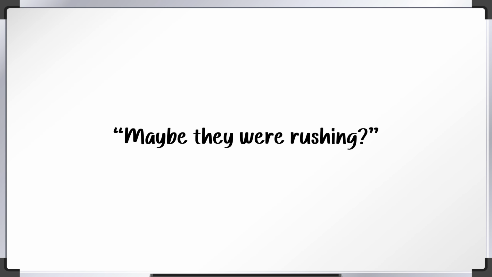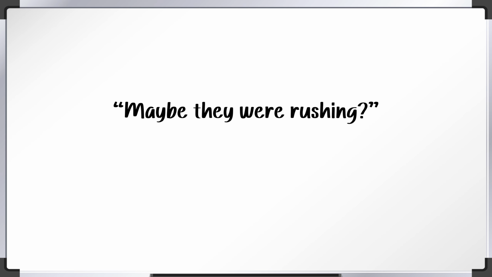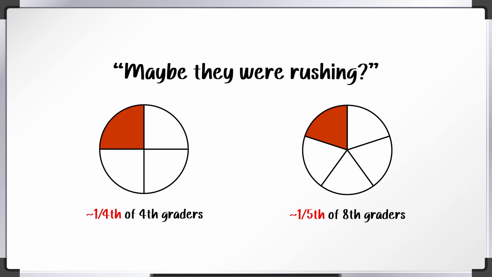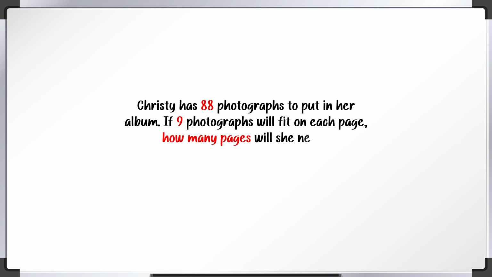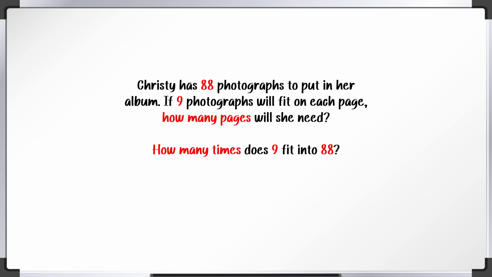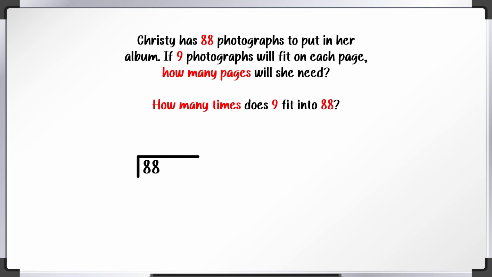Now, you might be thinking, maybe students just rushed through the problem or didn't read the question carefully. But research shows that this error happens way too frequently to be explained by students just rushing through. So what's really going on? Students are taught to look for keywords in a problem to figure out which operation to use. This problem signals division, so they divide. But they don't stop to ask, does my answer make sense?